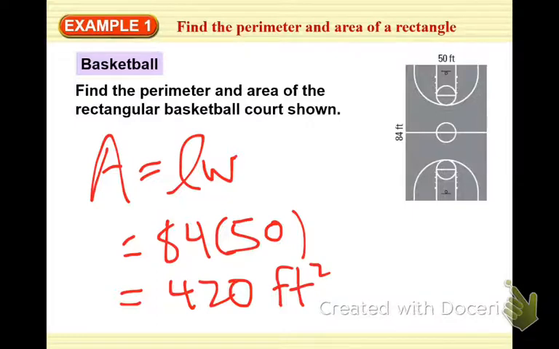Somebody check that, Abby, with your calculator. Did I do that right in my head? 84 times 50? It's 4,200, I think. 4,200. Is that right? 4,200? Yeah. So add a 0. Any questions on that example?